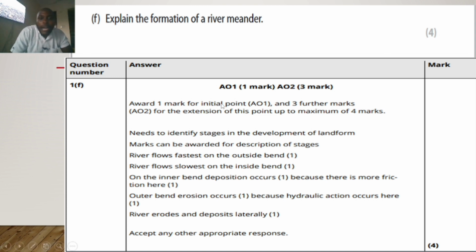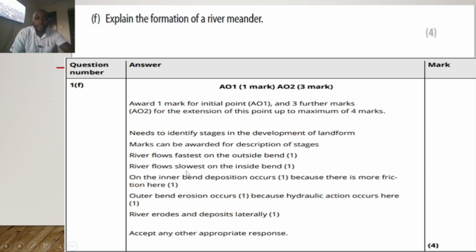So we award 1 mark. Remember the instruction is to explain the formation of a river meander. So we award 1 mark for the initial point and 3 further marks for the extension of this point, up to a maximum of 4 points. All right. So 1 mark for the initial point that you say, and 3 further for the extension of the point as you explain. You need to identify stages in the development of a landform. Then marks can be awarded for description of stages.